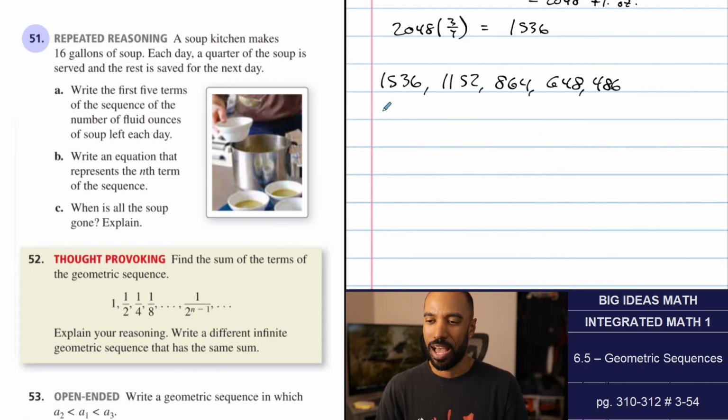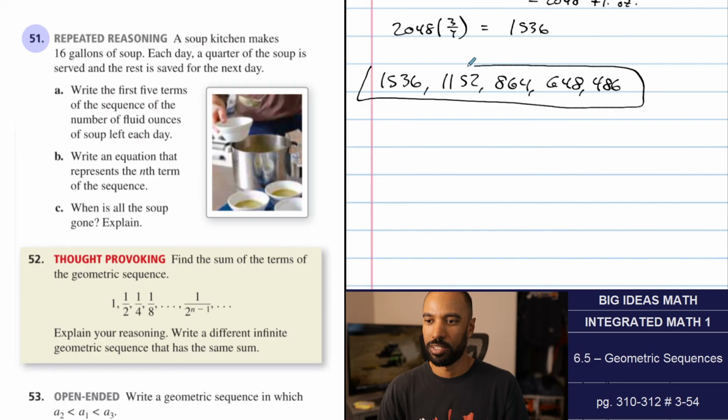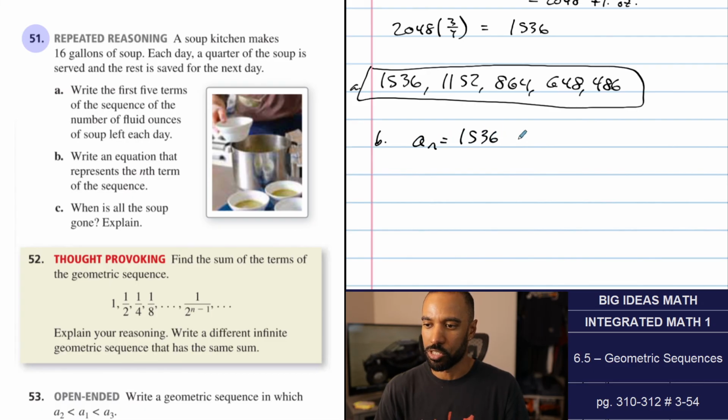Well, that's part A. I kind of would have preferred to do that first there. Part B is A sub n equals, so 1536 is the first term after 1 day, and 3/4 to the n minus 1 power there for n days.